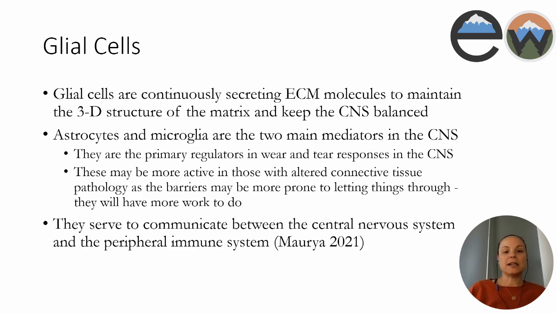These glial cells continuously secrete extracellular matrix molecules, and that helps maintain the 3D structure of the matrix to keep that central nervous system balanced. So if you think about everything existing in a cycle in the body, right? If you have an altered connective tissue structure of an extracellular matrix in the neurological system, you have increased risk for that being broken down, and something starts to break it down more.